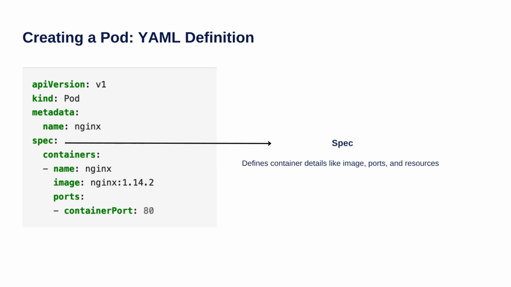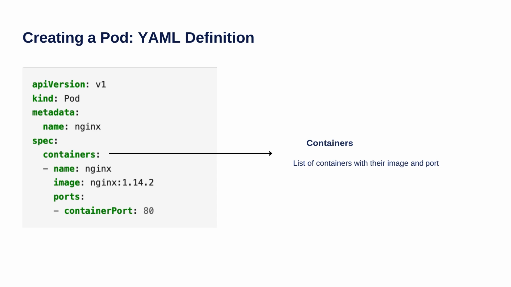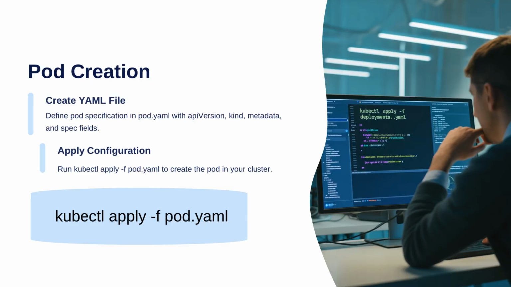The spec section defines the specifications, what the pod actually does, what it runs. You can give a list of containers which will be running inside the pod. You can create this pod by saving the YAML to a file called pod.yaml and run the following command.